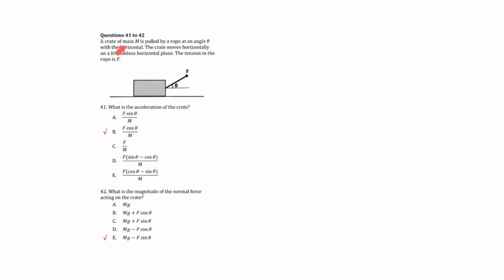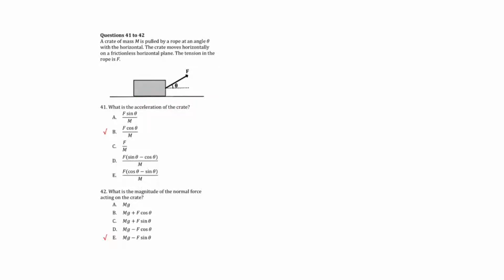A crate of mass m is pulled by a rope at an angle theta with the horizontal. The crate moves horizontally on a frictionless horizontal plane. The tension in the rope is F. So this is our situation right here. Before we answer questions 41 and 42, let us first draw the free body diagram of this crate that we have in our problem.